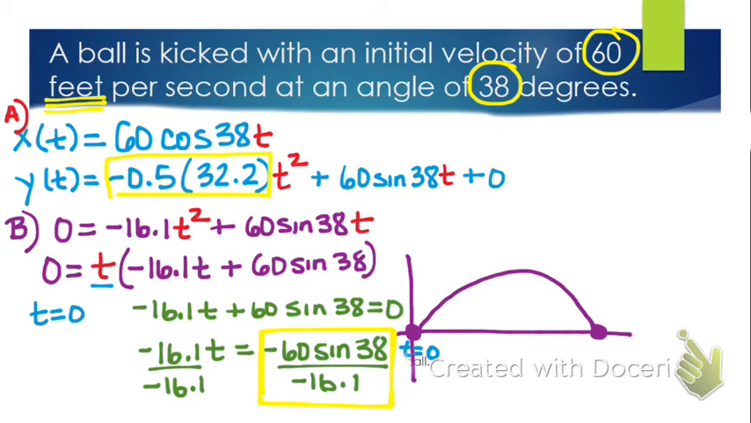And I'm rounding to the thousandths place. So I got t is approximately equal to 2.294 seconds. So that's how long it took the ball to return to the ground. And that would be your answer to part B.